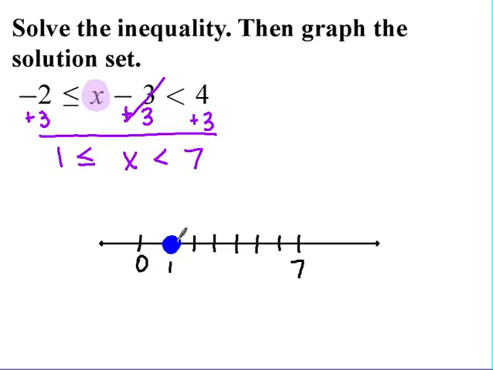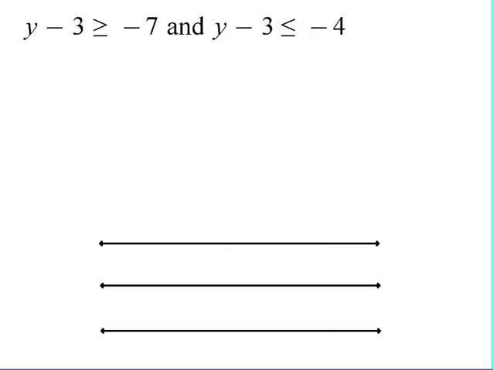So then now, what type of circle do you use at 7? Open. Open, and then what do you do? Fill in between. So pretty straightforward? Okay, let's go ahead and look at the next one.